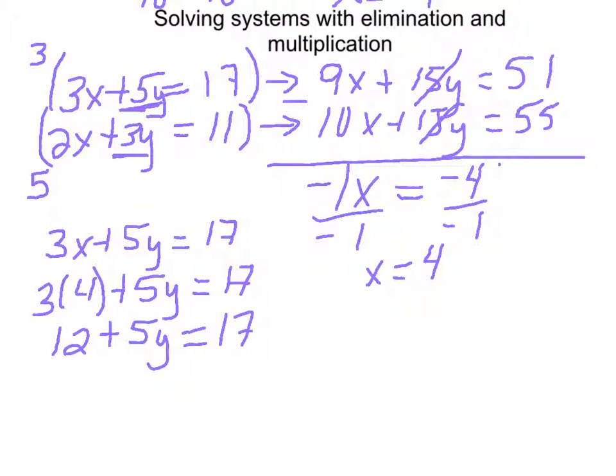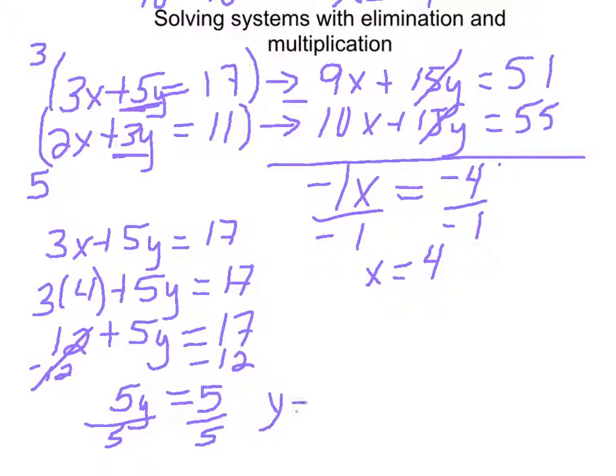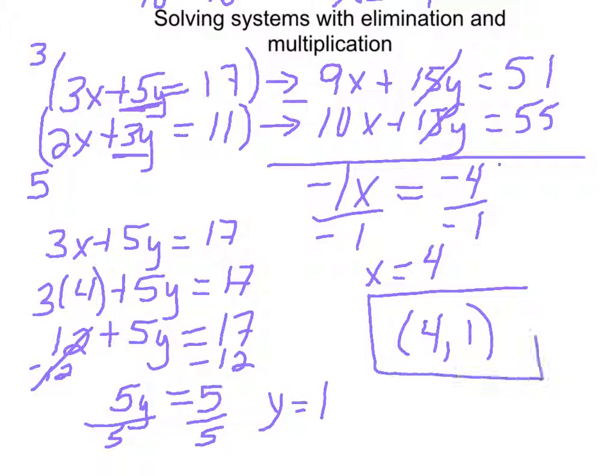You need to get rid of the 12. To bring it to the other side, you subtract. Do it to both sides of the equation. 5y equals 5. And then to get rid of the 5, you need to divide both sides. So y equals 1. So our answer, where do these two lines crisscross? They crisscross at 4, 1. There you go.